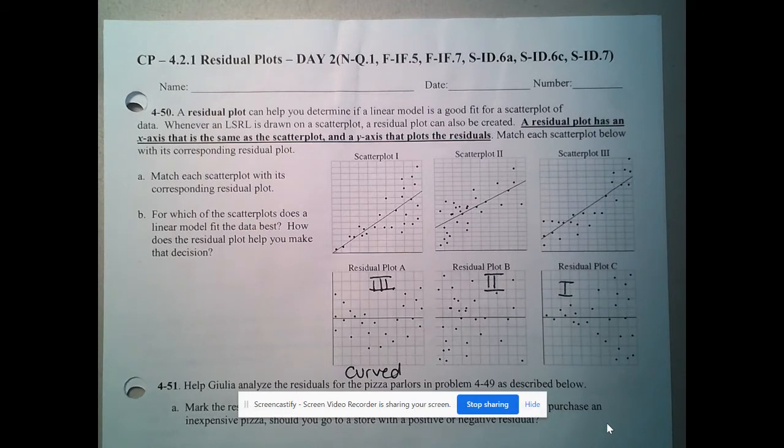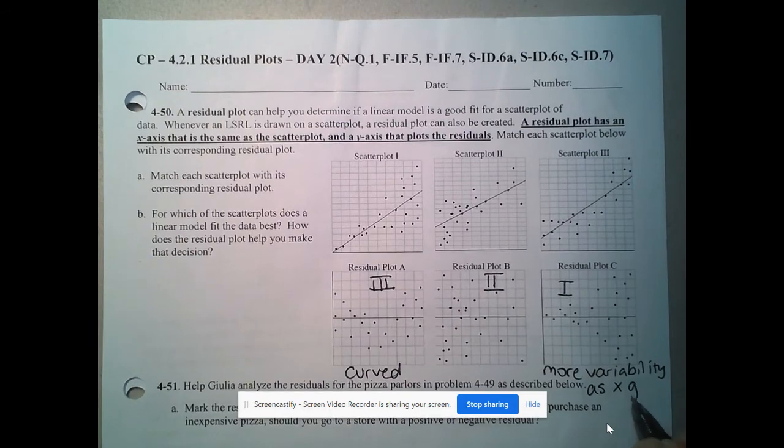This one, residual plot C, we would say that it is pretty consistent when it has low x values, and then it gets more variability as x gets larger. So more variability. That also means less reliable. More variability as x gets larger.